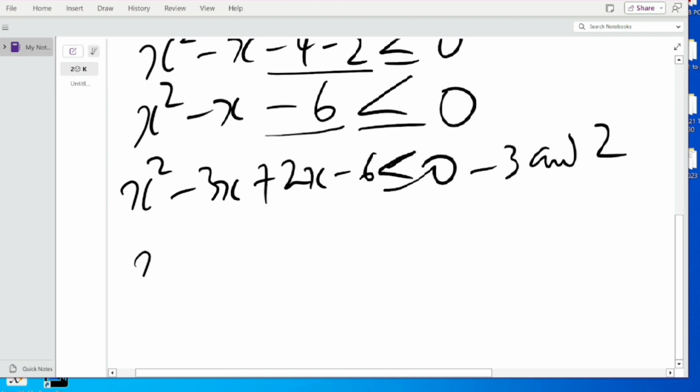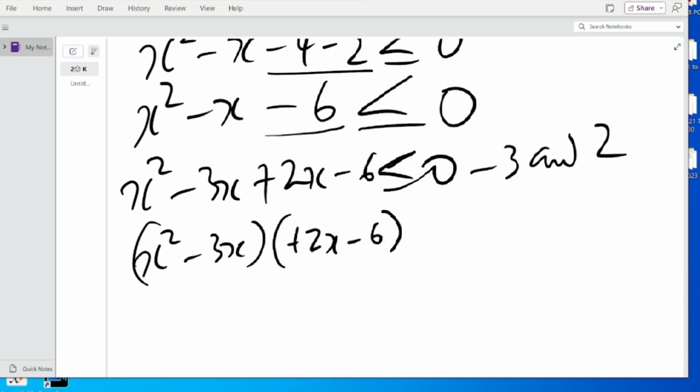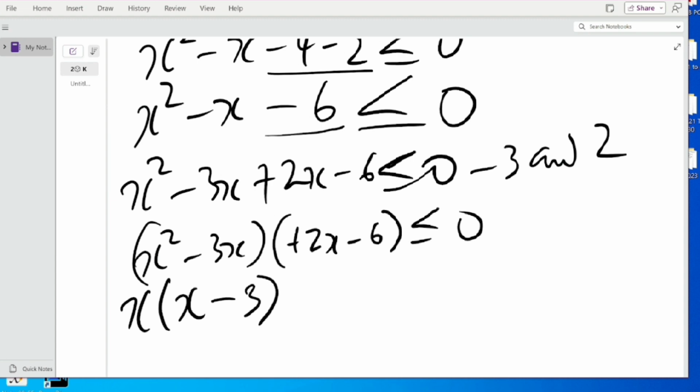We group them in twos. In the first two, what's common is x. We take one of the x in the x squared, and for this one, you take the x from the 3x, you'll be left with 3. What's common in the 2? In these two, 2 is common in the two of them, so we'll bring out 2. You'll be left with x, 2x divided by 2 is x, and minus 6 divided by 2 will be minus 3.